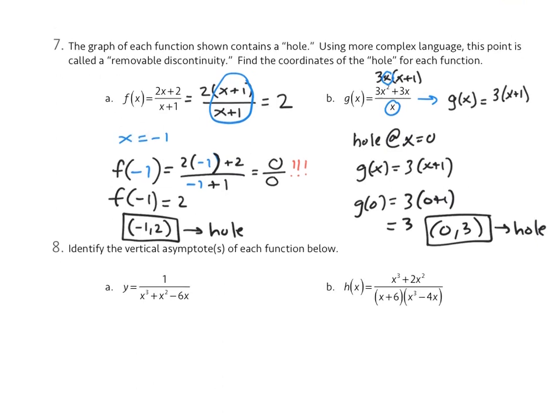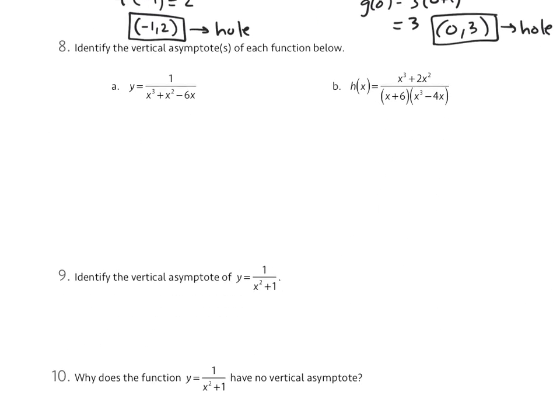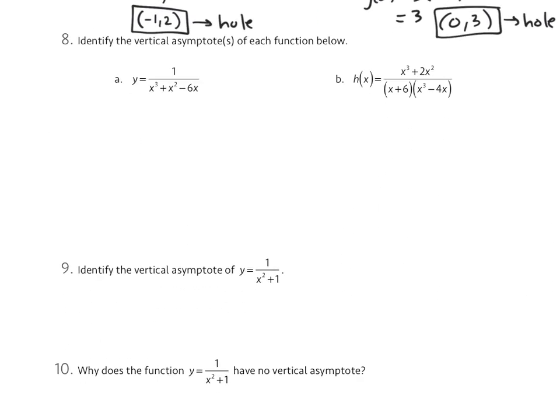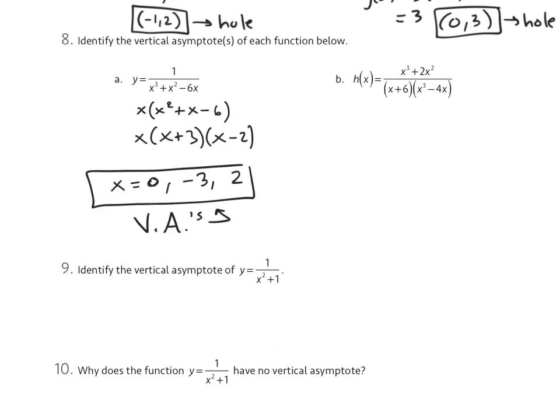Number 8, identify the vertical asymptote of each function below. Start by fully factoring the top and the bottom. See if any repeated factors cancel out, which is where your holes are located, and then go on and set the remaining factors in the denominator equal to 0. In part A, nothing cancels out, so we're just going to factor the bottom completely. This is how many vertical asymptotes there are. There are 3 after you have fully factored and set each factor equal to 0.